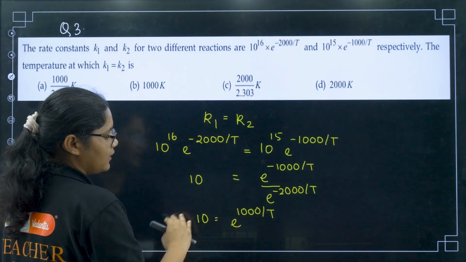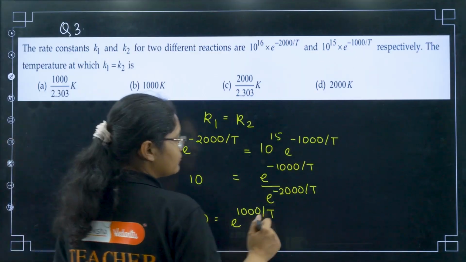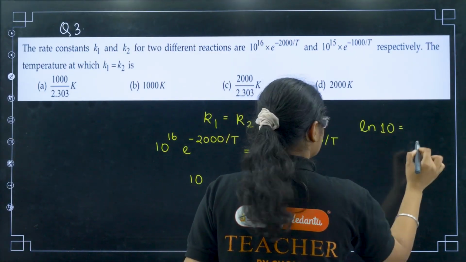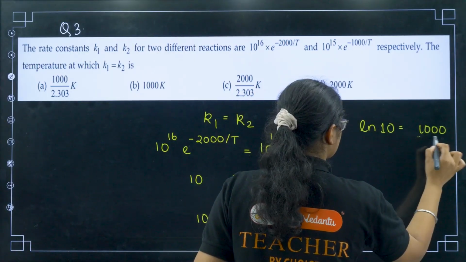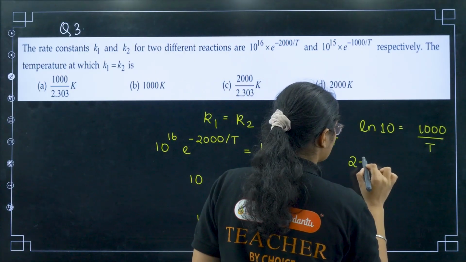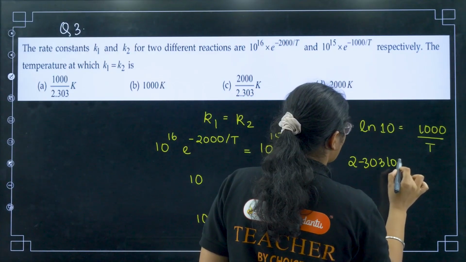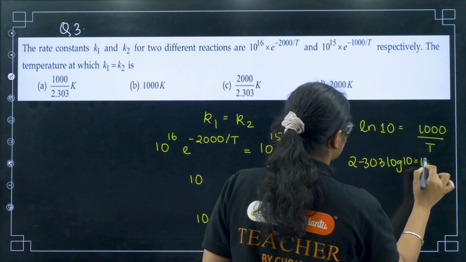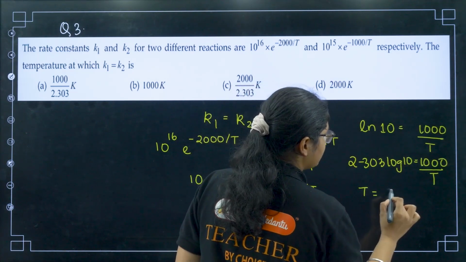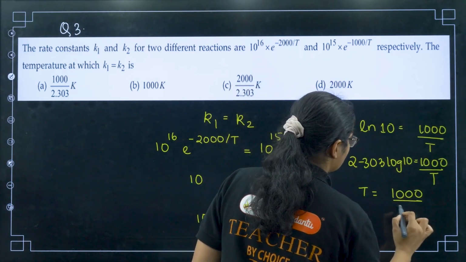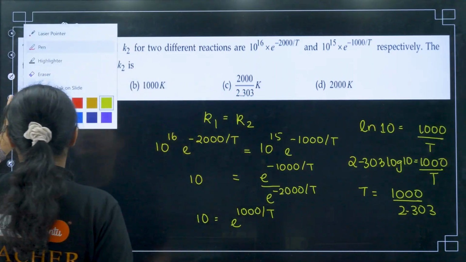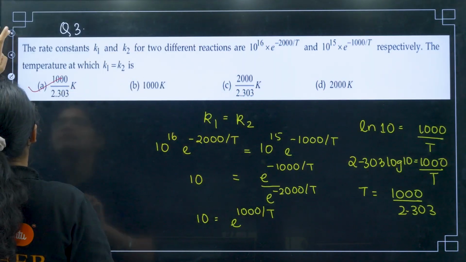Now if I take ln on both sides, I will get ln of 10 is equal to 1000 by T. To convert this into log, 2.303 log 10 is equal to 1000 by T. Log 10 is 1, so what will be the value of T? T is 1000 by 2.303. So that is your option number A.